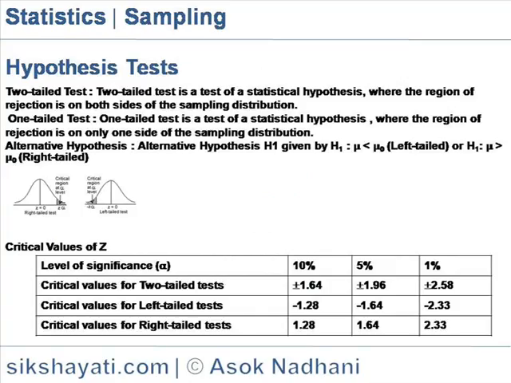Hypothesis test. Two-tailed test. A two-tailed test is a test of a statistical hypothesis where the region of rejection is on both sides of the sampling distribution. In such a case, the critical region lies in both the right and left tails of the sampling distribution of the test statistic.